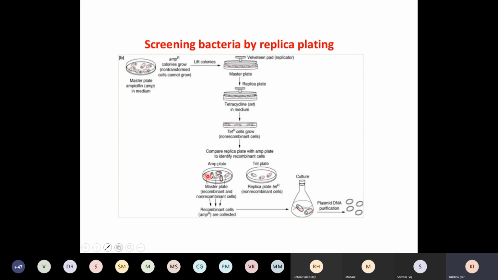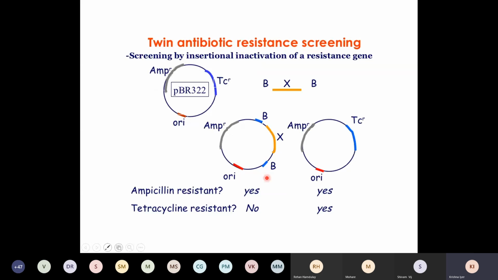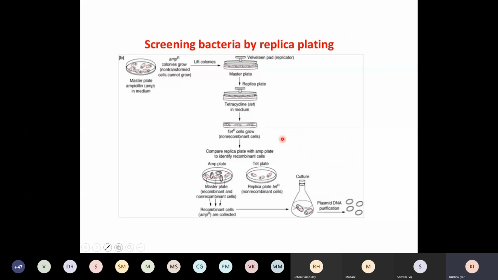Okay. Now this way of detecting a recombinant plasmid as it is present in the bacteria is called detection by looking for insertional inactivation. What I mean when I said insertional inactivation is when I inserted a foreign DNA into this gene, I inactivated that gene. And this protocol that I just talked about is called replica plating.